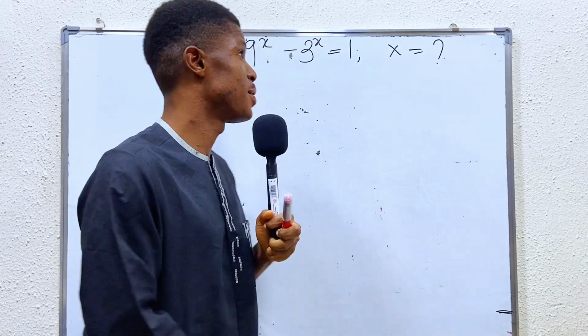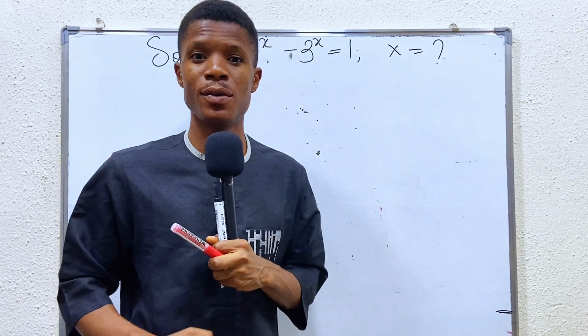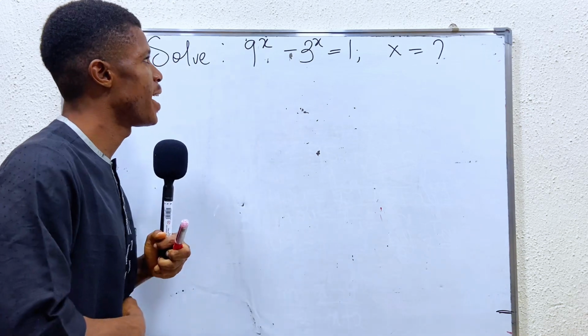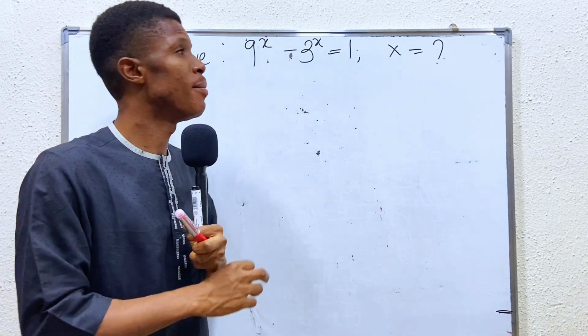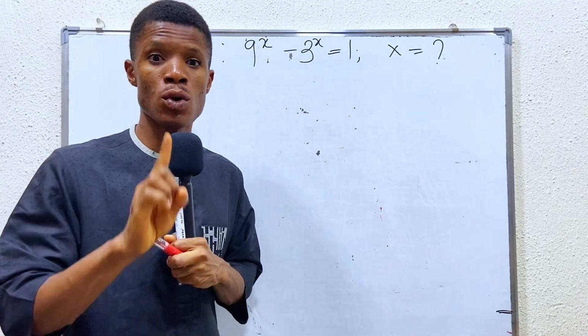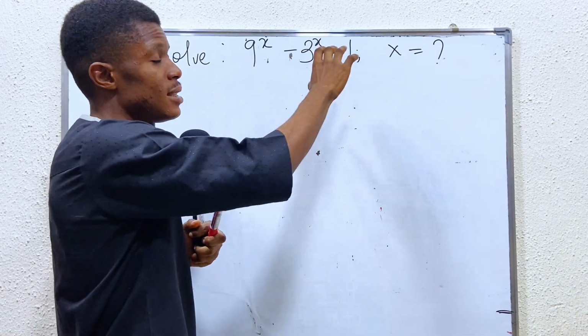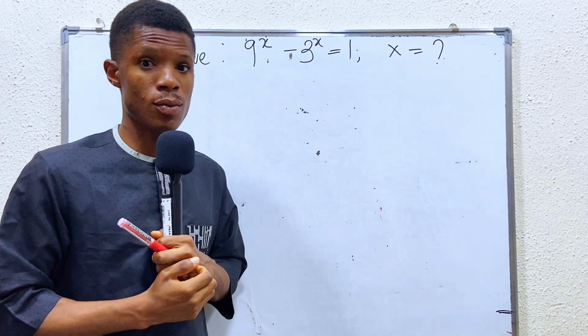Only legends know how to solve this type of Maths Olympiad problem. Are you one? Let's find the value of x in 9^x - 3^x = 1. Our goal is to find the value of x that can satisfy the given exponential equation.